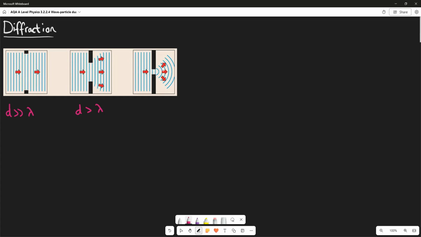The final one, this is maximum diffraction. And you can see here that these peaks are almost part of a circle. So if you imagine that you have a circle, we're looking at this section here. Okay, so this is maximum diffraction. And you get maximum diffraction when the gap is the same size as the wavelength.